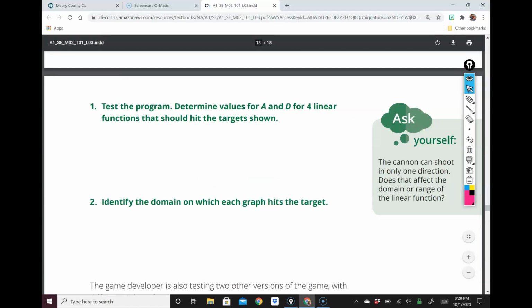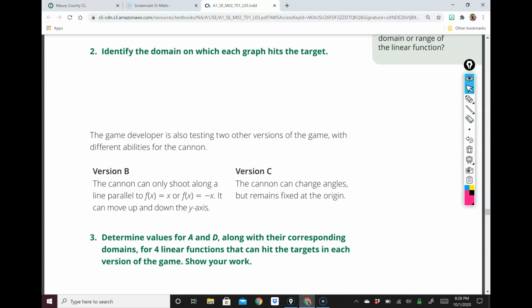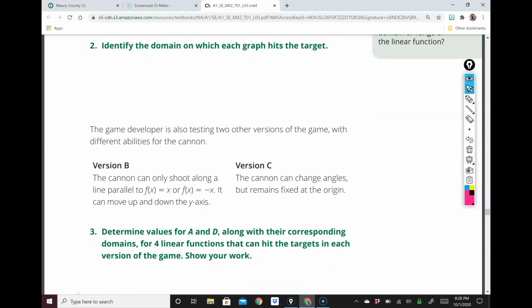And then for number 2, identify the domain on which each graph hits the target. Well, for the upper left target in quadrant 2, the domain for the linear function is the set of numbers less than or equal to 0. So for quadrant 2, we have x is less than or equal to 0. For the lower quadrant, even quadrant 1, all of these are basically going to be x is less than or equal to 0.